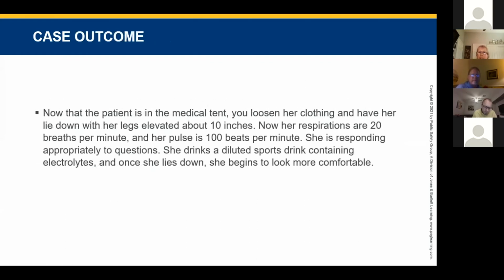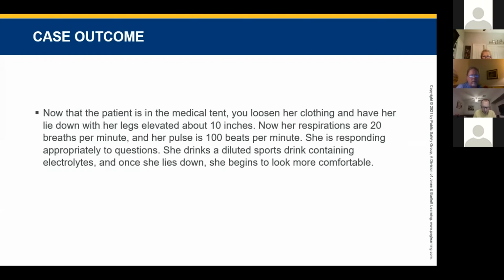She's in the medical tent. You loosen her clothing. You have her lie down with her legs elevated. Why? Get the fluids to the core. Okay. Now her respirations are 20 beats per minute and her pulse is 100.